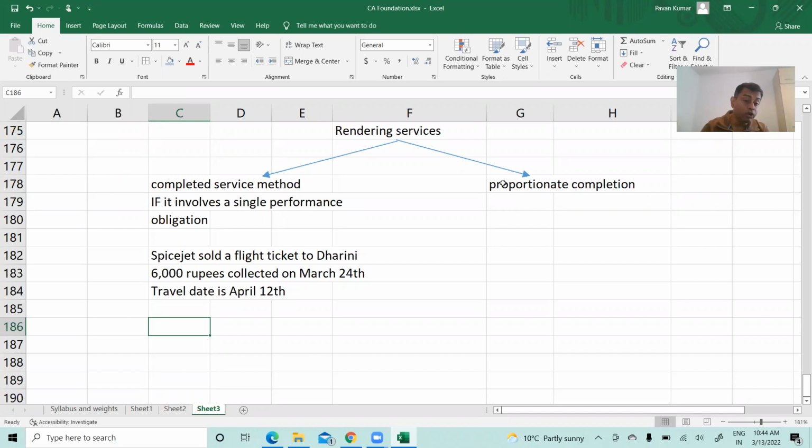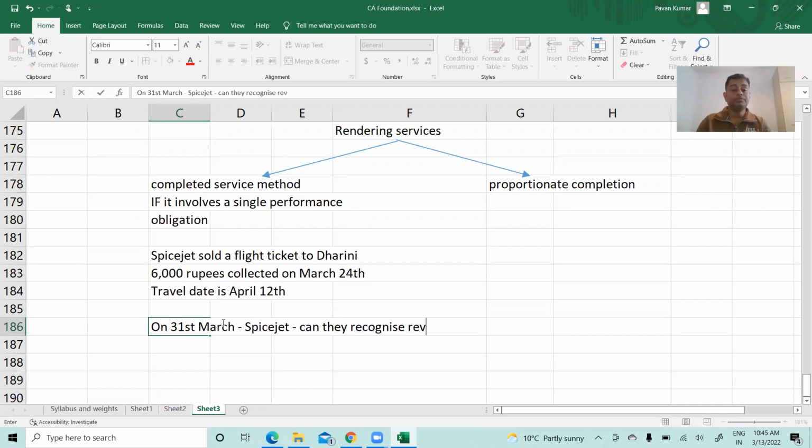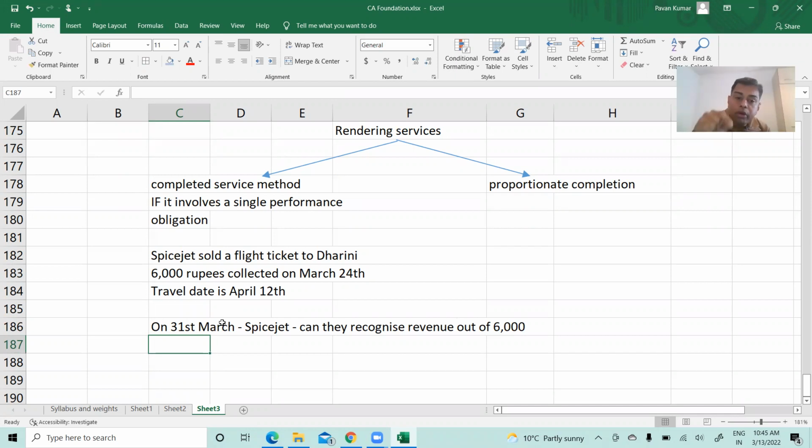Yes, sir. Now you tell me, on 31st March, SpiceJet, can they recognize revenue out of the 6,000? No, sir. Performance obligation is a single performance obligation which is pending. So after completion of the obligation only, you can recognize 6,000. They cannot say, can we follow accounting policy? Date March 24 till April 12th, so total 19 days, 6,000 into 7 days divided by 19 this period? No. If it is a single performance obligation, perform the obligation and then recognize revenue. You understand?